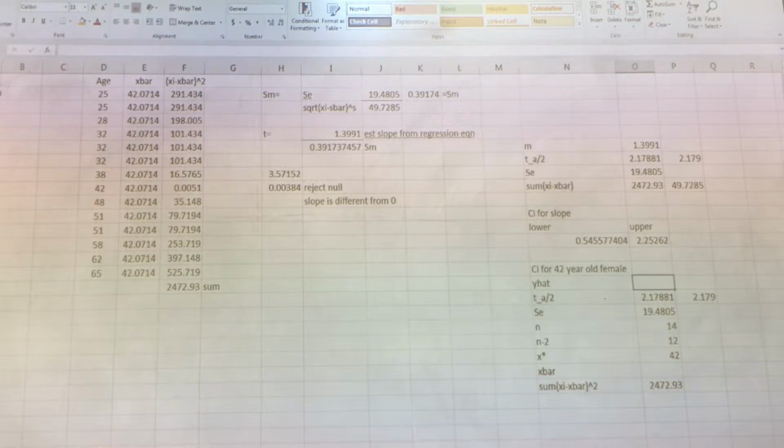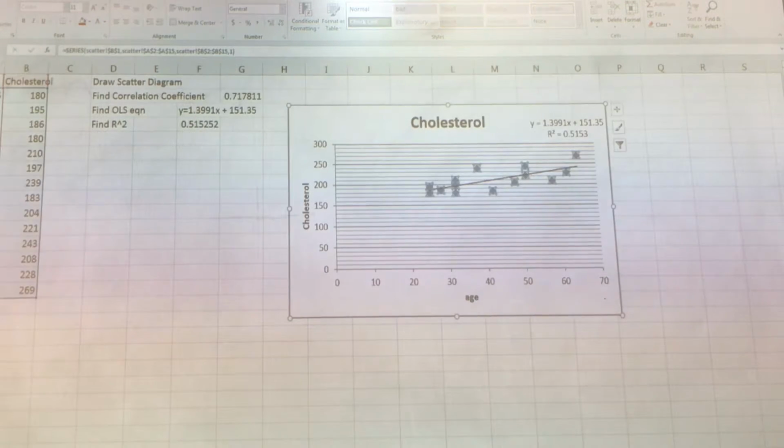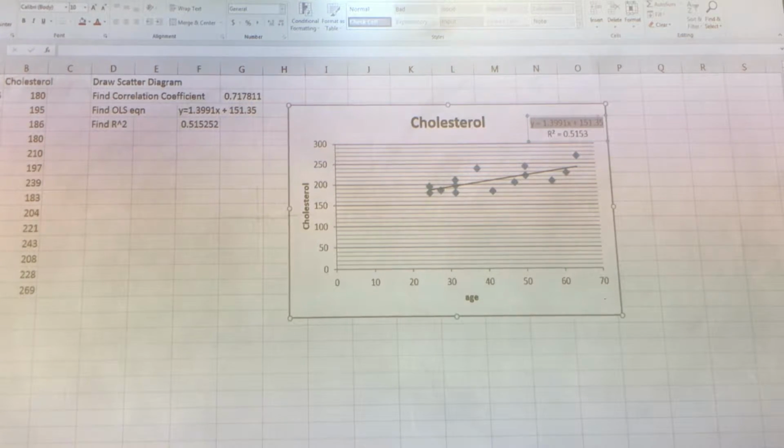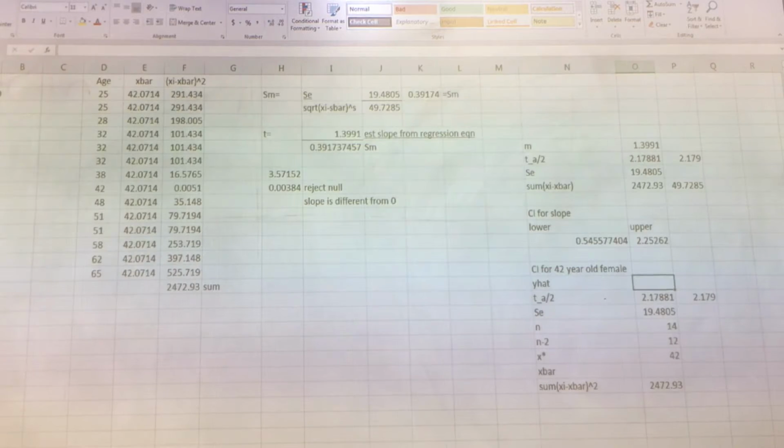So we need to figure out our y hat. Now I pointed to it here. You can figure out what that value would be. I mean, you can guess, but we can figure out exactly what that value should be for a 42-year-old female. How would we figure that out? I'm going to copy that and plug it into that formula that I just highlighted. I'm going to bring that over here.